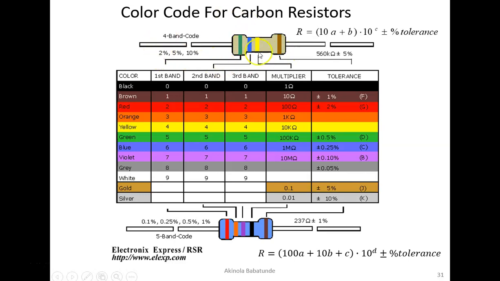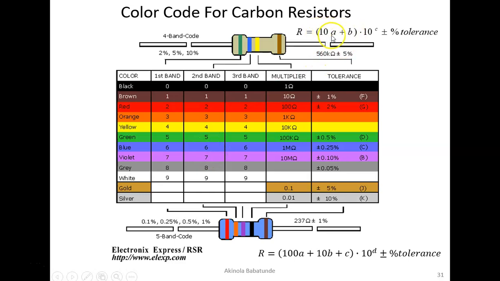What you will find here is for the 4-band code, the first band is green. So you come to the first band column and you look for the color green. This is green, so that simply means this first band is going to be 5. The value for A is going to be 5 in the expression that we gave. You will notice that the second band is blue. You go to the second band column and then you find blue. You see that this is 6. So you put 6 here.